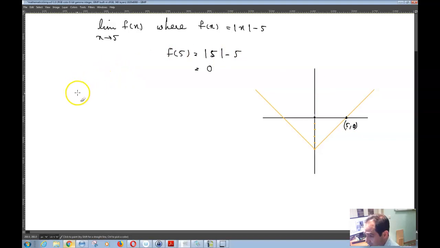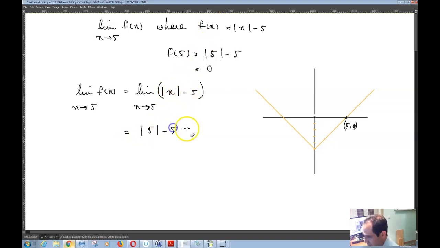Or you can write it as the limit of f of x as x tends to 5 is equal to the limit of the absolute value of x minus 5 as x tends to 5, which is the value of the function at x is equal to 5, or f of 5, which is the absolute value of 5 minus 5, which is equal to 0. That's basically that.